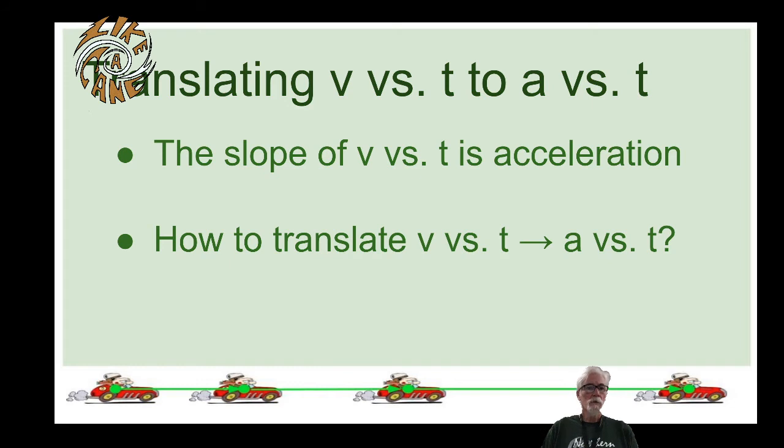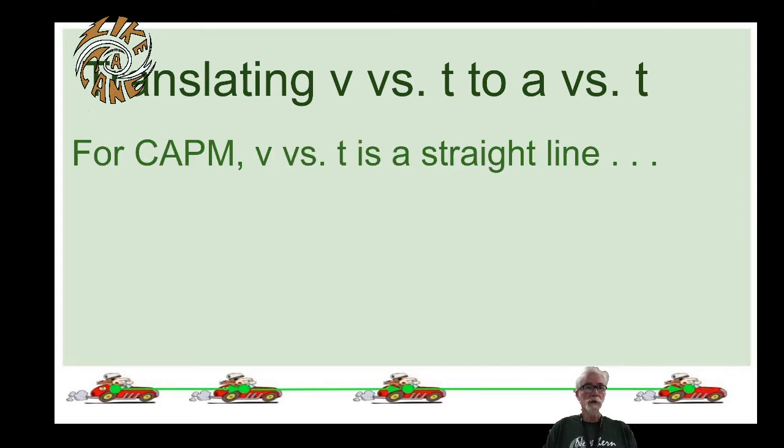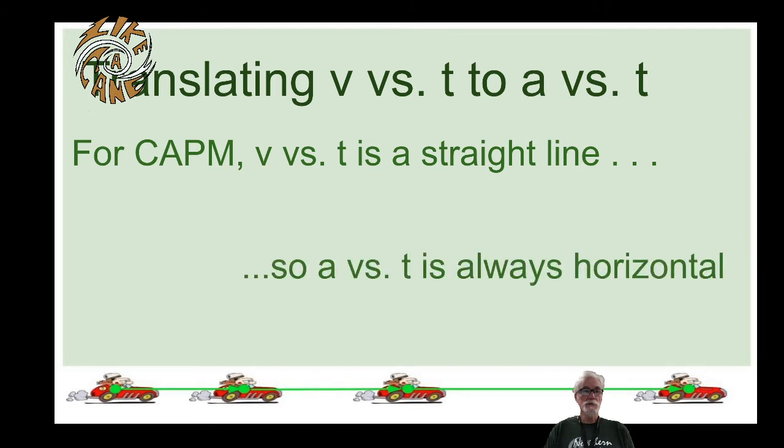One thing to keep in mind when translating from velocity versus time to acceleration versus time is that the slope of velocity versus time is acceleration. So how do we translate? One thing that makes our job easy is that for constant acceleration particle model of motion, velocity versus time is always a straight line, and the slope of the straight line is always going to be constant. So the acceleration versus time graph will always be a horizontal line. This makes our choices limited. The slope of a straight line can only be positive, negative, or zero.